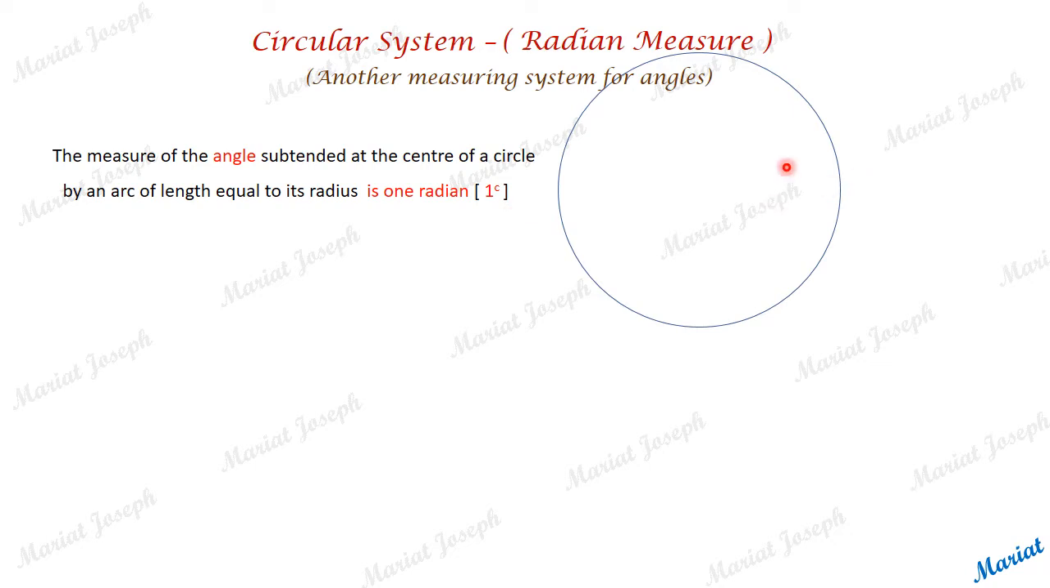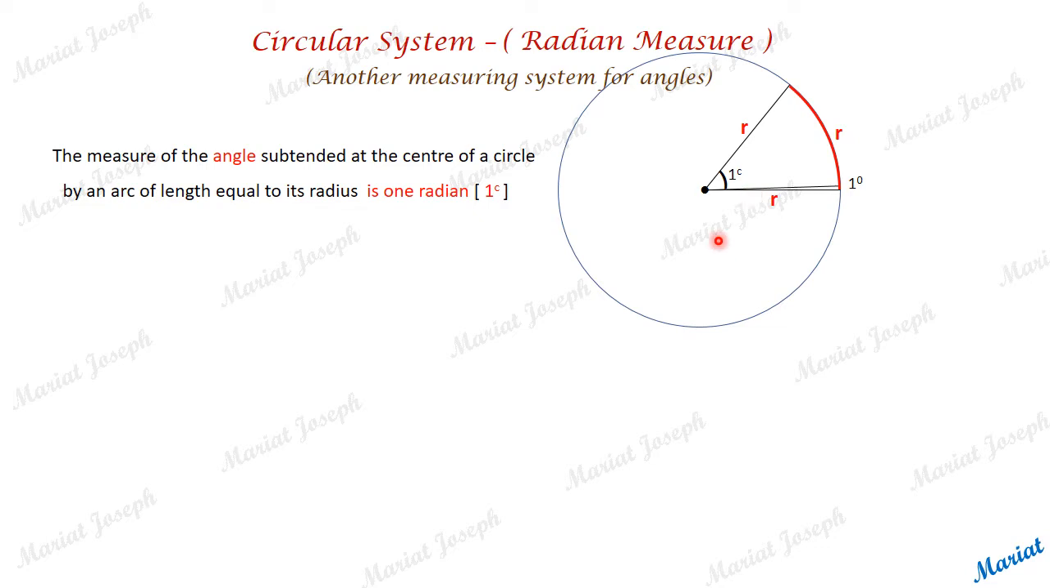Let's take an arc on this circle whose length is equal to radius. Yes, this is an arc whose length is equal to the radius of this circle. Now, let this arc subtend an angle at the center. Here it is. And this is called 1 radian. 1 radian is quite a big angle in comparison with 1 degree. 1 degree is very small. This is 1 radian.